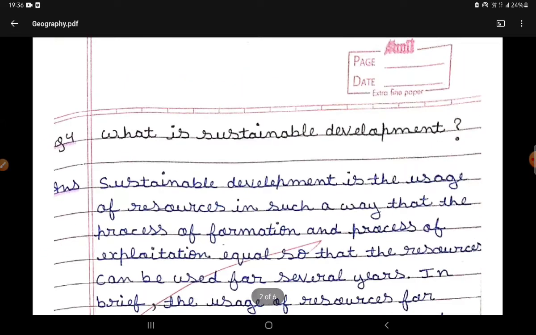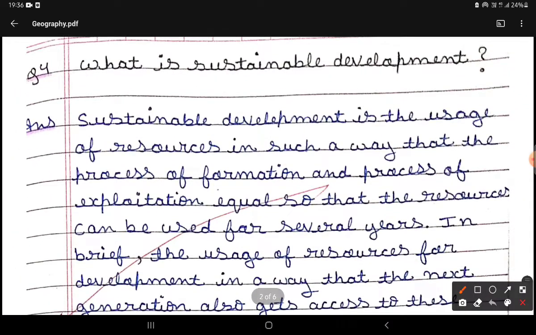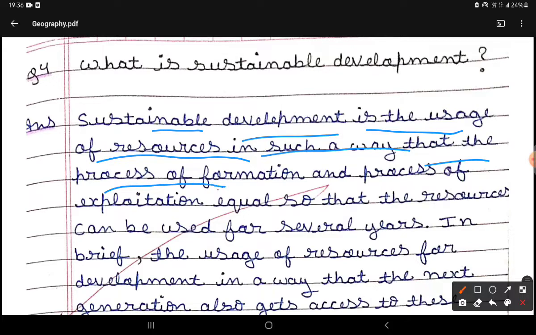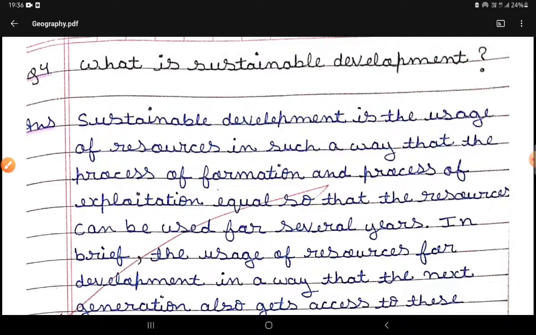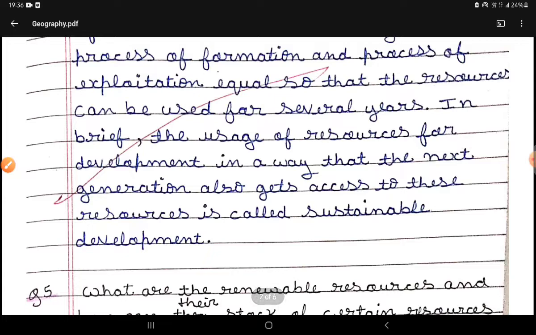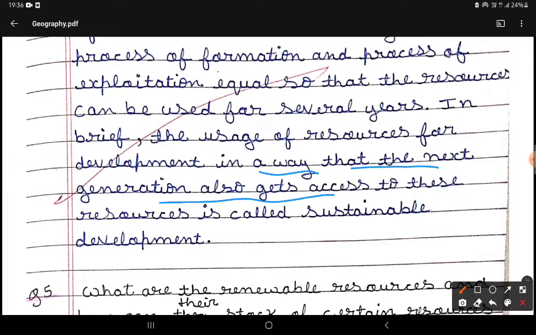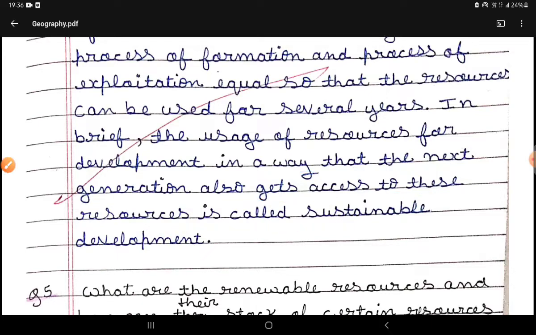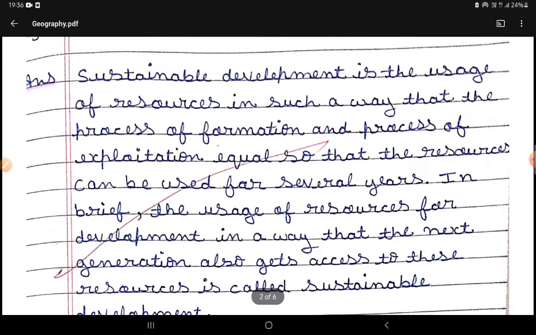Okay, what is sustainable development? Sustainable development is the usage of resources in such a way that the process of formation and process of exploitation are equal, so that the resources can be used for several years. In brief, it is the usage of resources for development in a way that the next generation also gets access to these resources. I will explain. Sustainable development is a usage of resources in such a way that the process of formation and process of exploitation are equal.